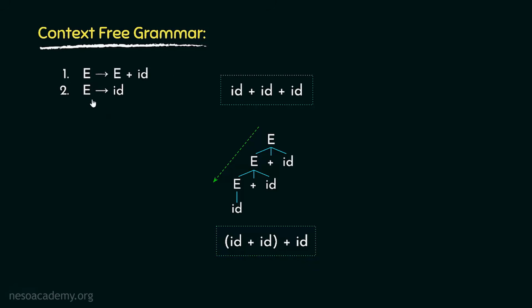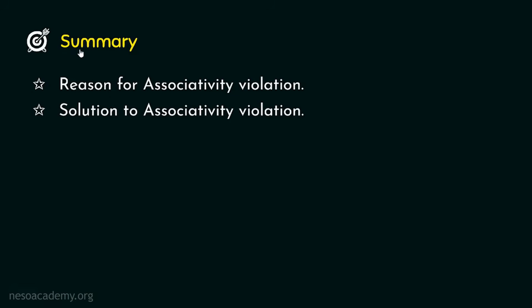Here the non-terminal on the left-hand side is reappearing as the leftmost non-terminal on the right-hand side. Production rules as such are called left recursive productions. Remember this: recurrence or reoccurrence as the leftmost non-terminal. So to satisfy left associativity, we will use left recursive production rules, whereas to ensure right associativity, we will use right recursive production rules. So in this session, we first observed the reason for associativity violation and then we learned the solution to it.